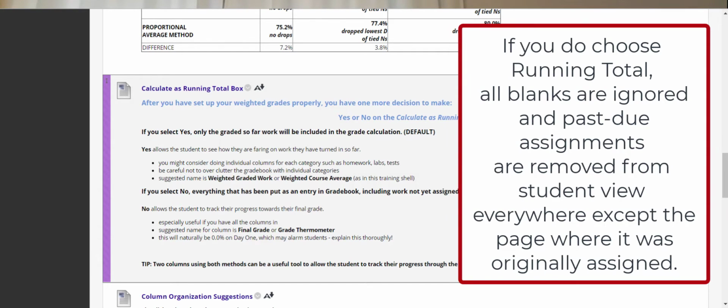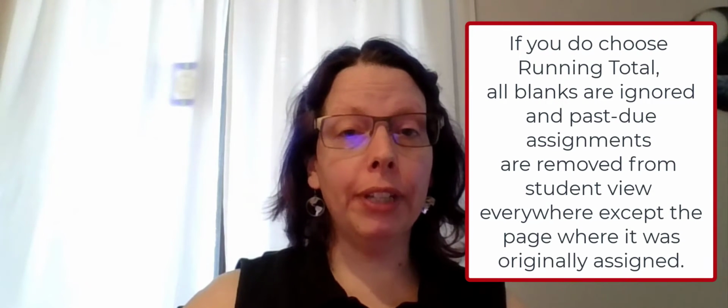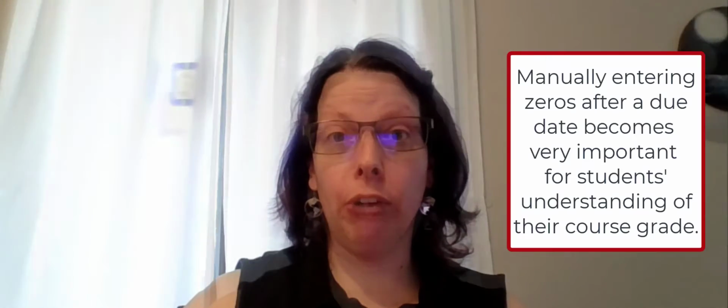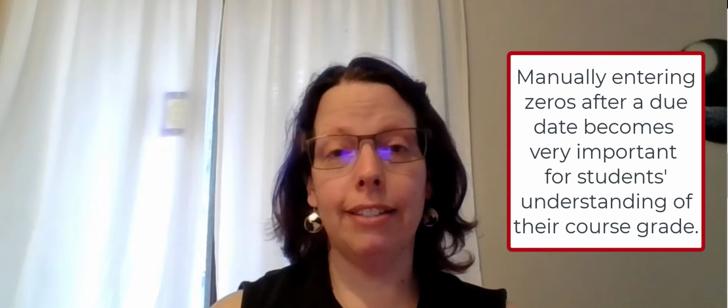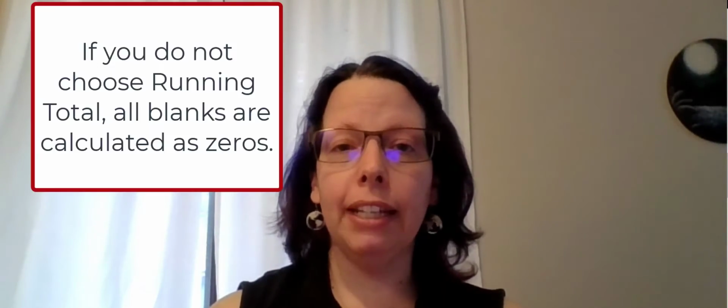That means that if a deadline passes, the student will no longer see that assignment on their calendar or listed in My Grades unless you put in a manual 0. They will not know that they have missed the assignment unless they've been keeping track separately. If you select no, then everything that has not been completed becomes a 0.